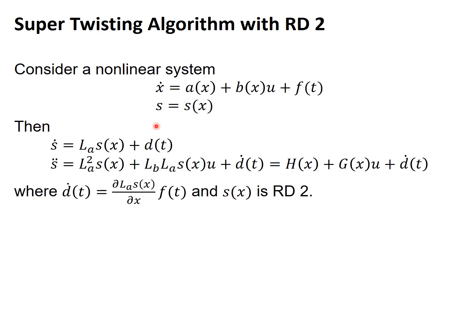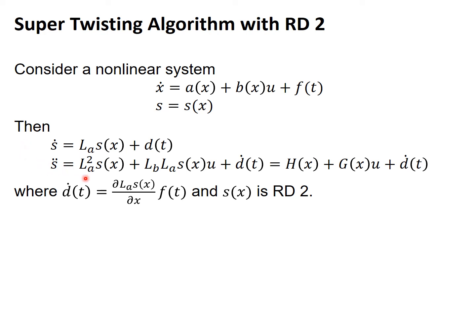Next we will see RD2. In RD2 we cannot stop at S dot, because S dot will not contain the control input. That is the nature of RD2, by definition it is like that. So the LgS(x) will be equivalently 0. So then we have to go to S double dot.